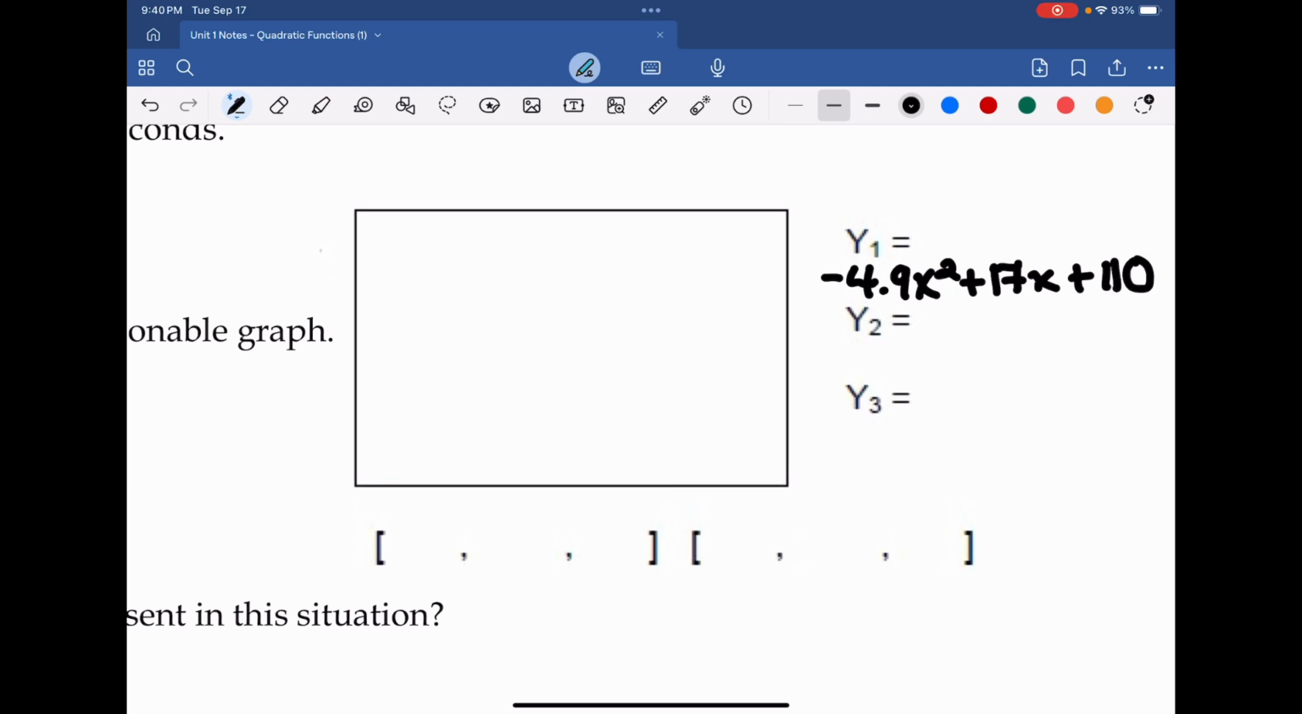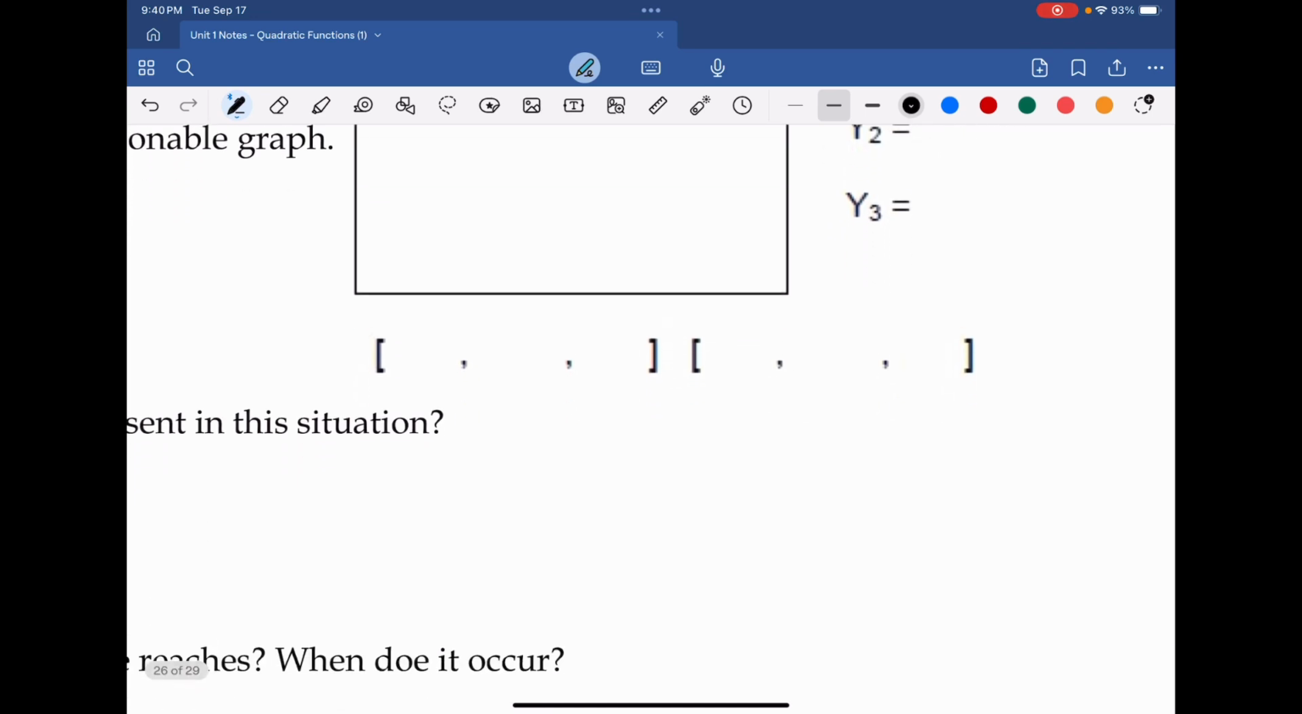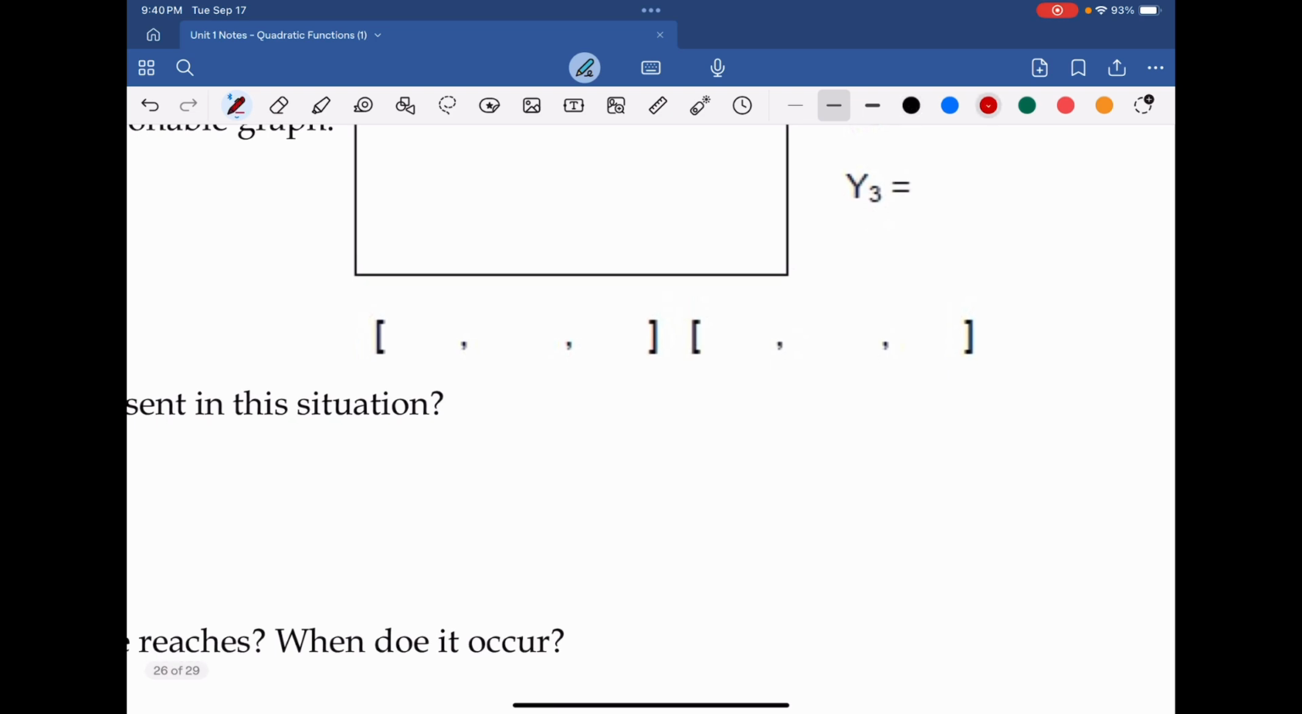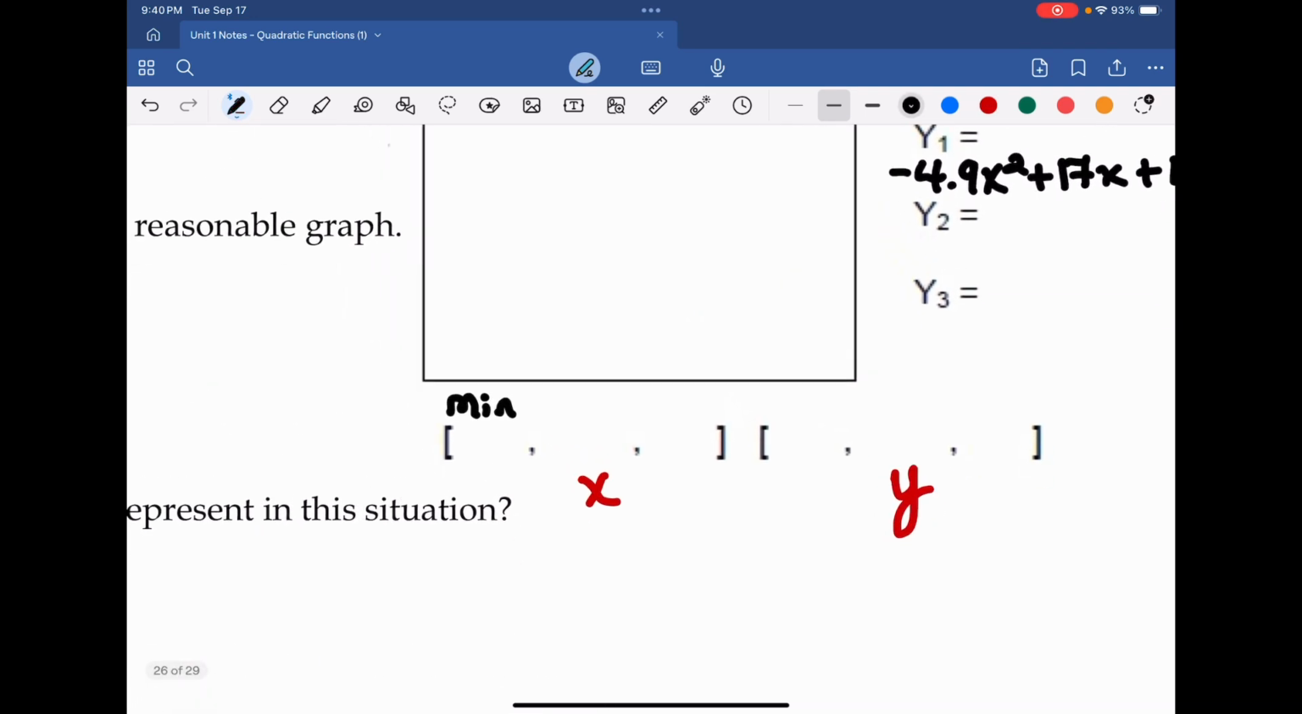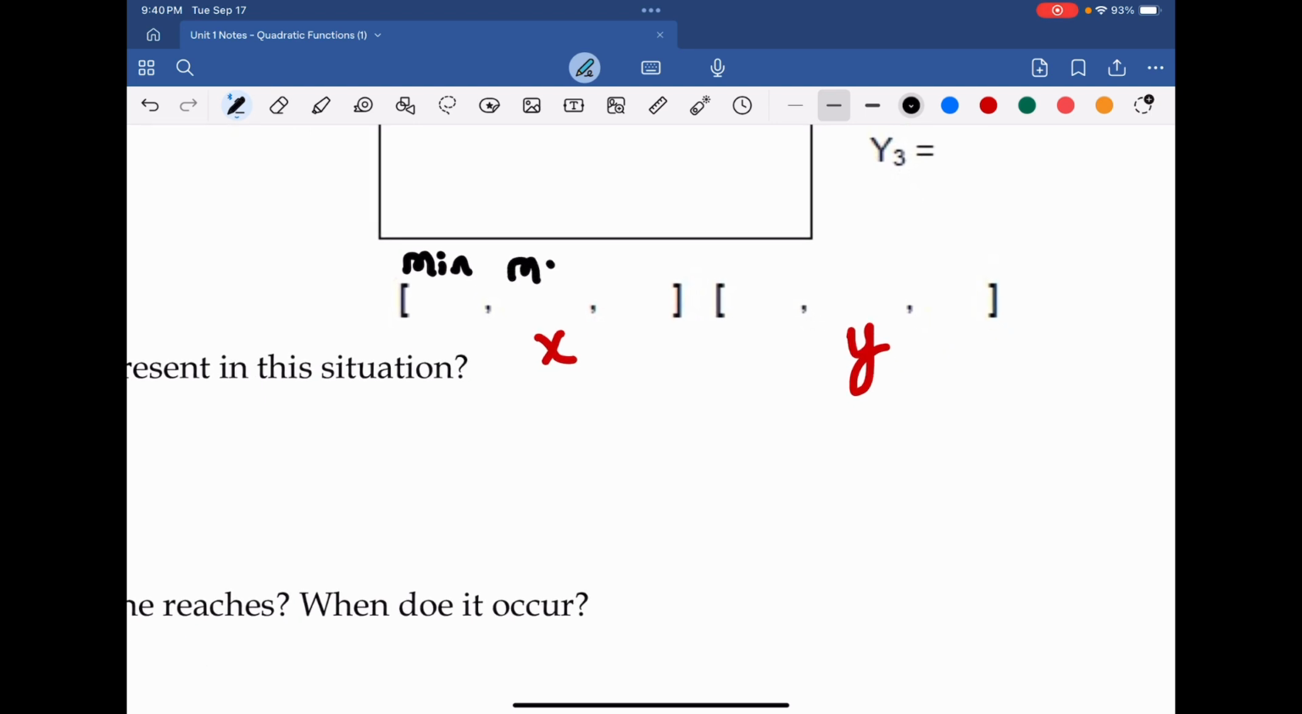Now, when you click graph, if you have the original window settings, it's actually going to throw you off a little bit. You might not be able to see the whole thing. So here's what we're going to do. In order to build the graph, I want you to put the following settings into your calculator. Here is x, here is y. As we look at this, it always goes in the following format for both these brackets: a minimum value first, a maximum value second, and then the scale or SCL as our third option.